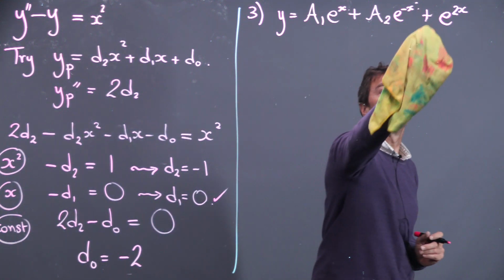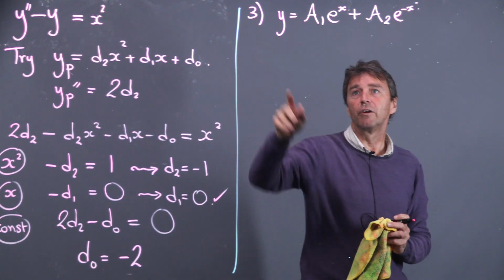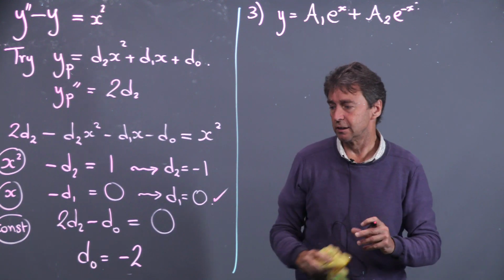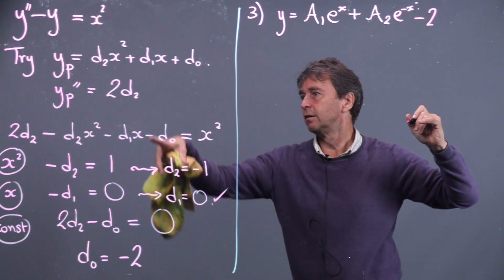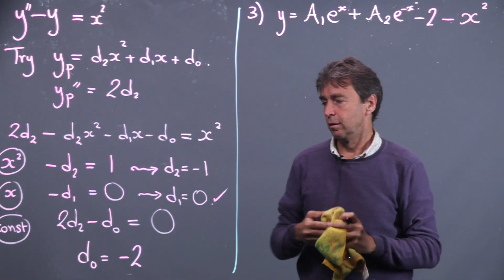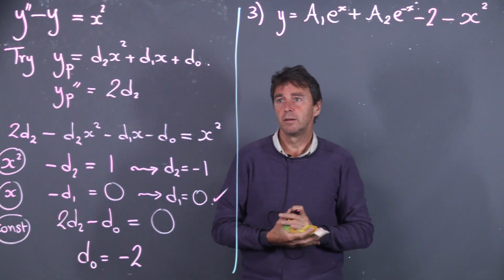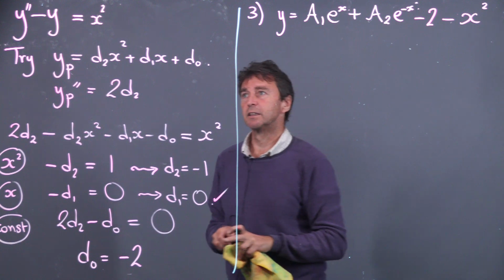So having done that, I can now write down the general solution. This is a homogeneous solution, and I've got minus 2. That's the d0, and minus x squared. That's the d2 x squared. Okay, so there's the solution in this case.